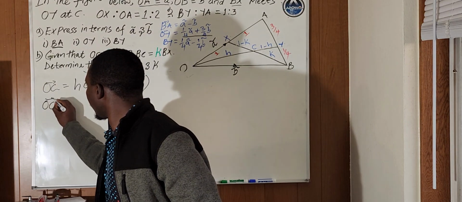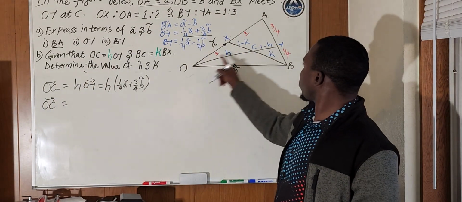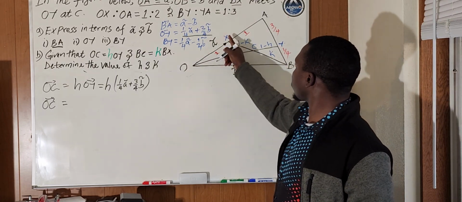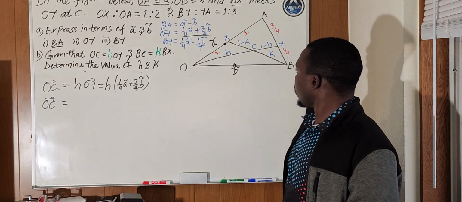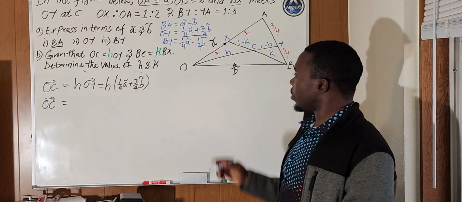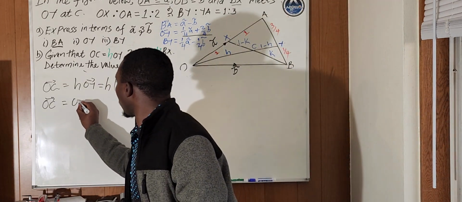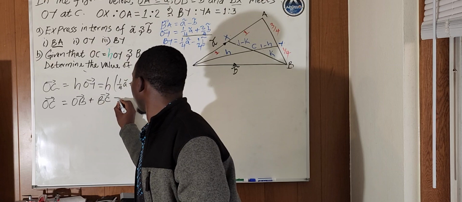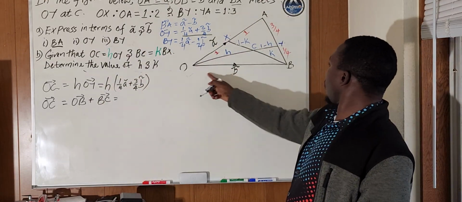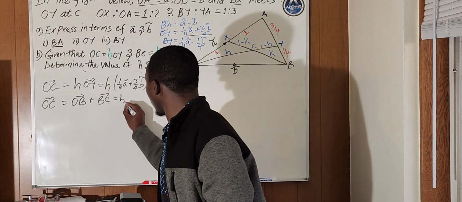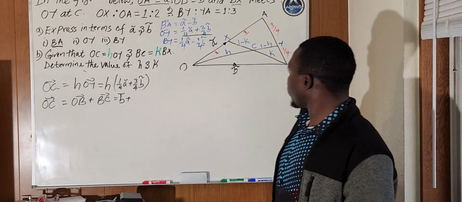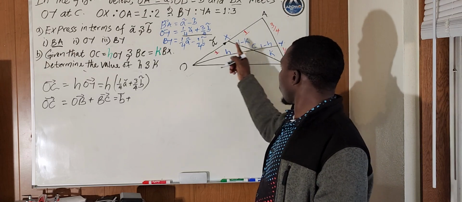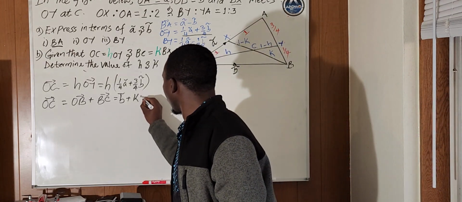We can also go OC, we can also go OB plus BC, or OX plus XC. If we follow OB plus BC, we get OB plus BC, which will be the same as OB is vector B, plus, what's BC? BC is K times vector BX.